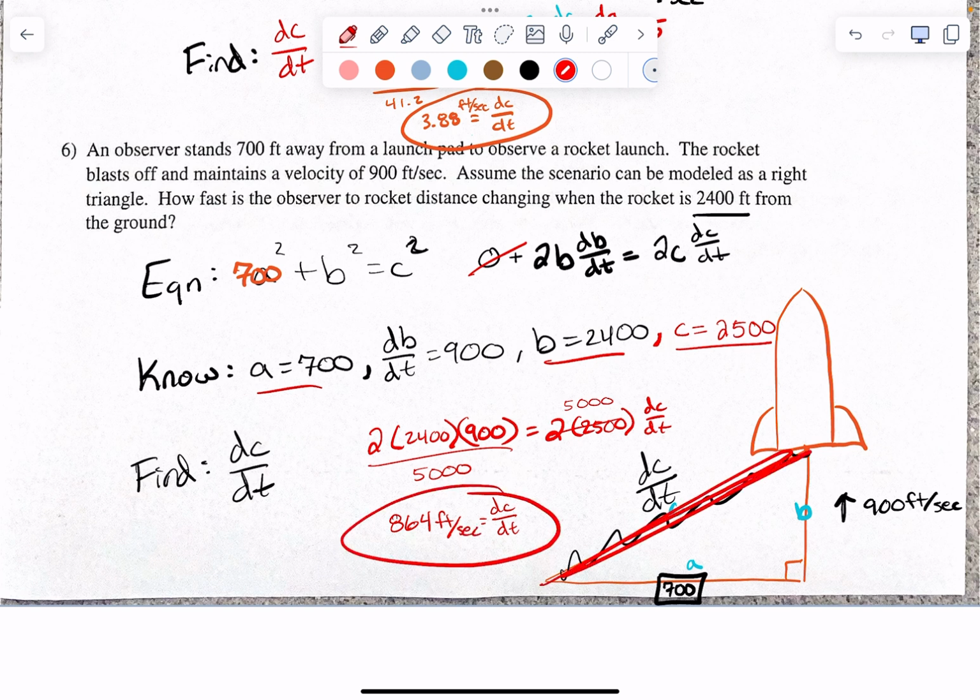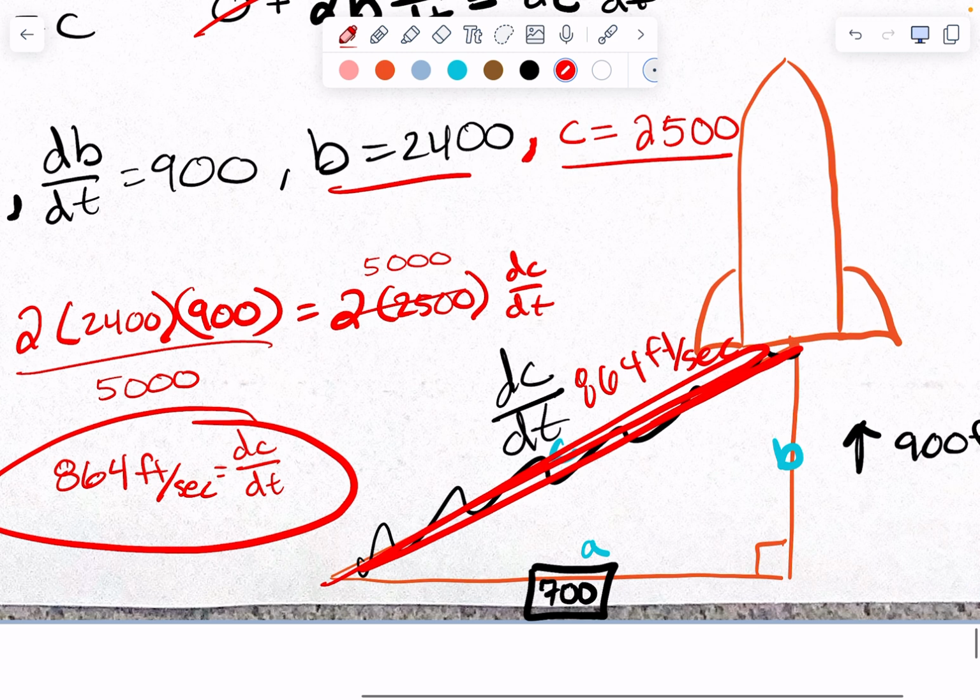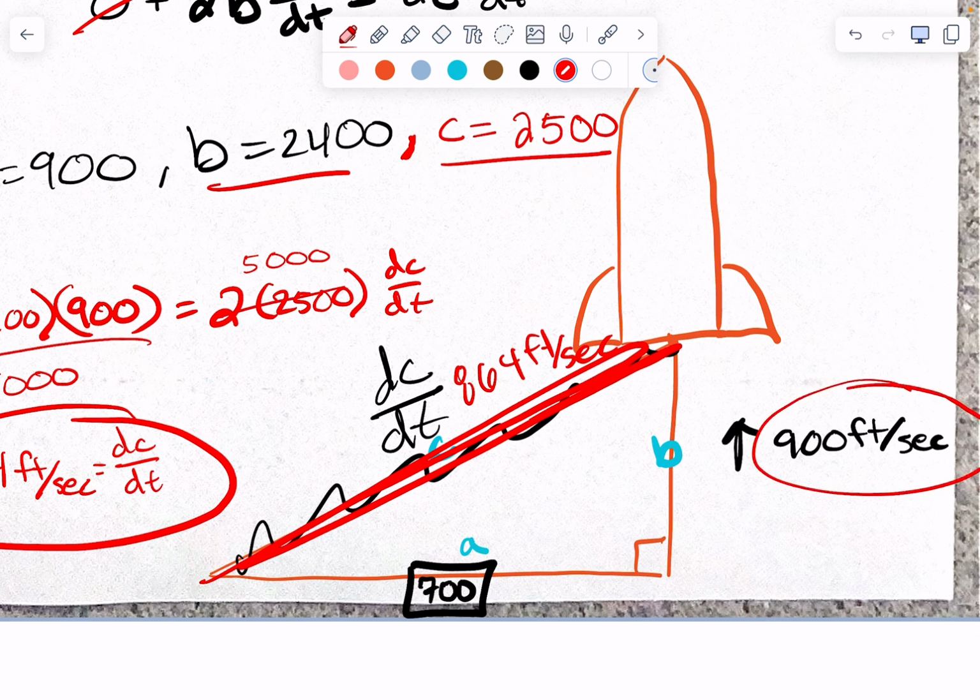All right, now, if this is going 864 feet per second, is that number going to increase or decrease as the rocket gets higher in the air? Decrease. Assuming the rocket is not speeding up and is going at a constant rate. You think it's going to increase or decrease? Definitely decrease, because it's going to be above you. Oh no, we're not talking about the angle though. Does it stay the same?